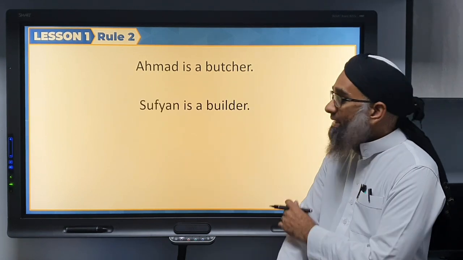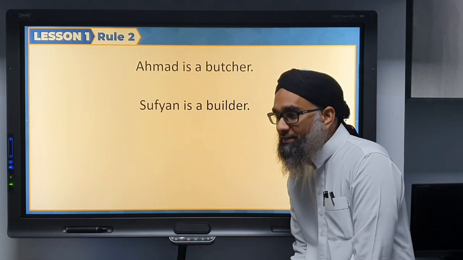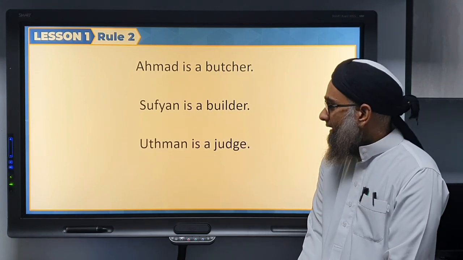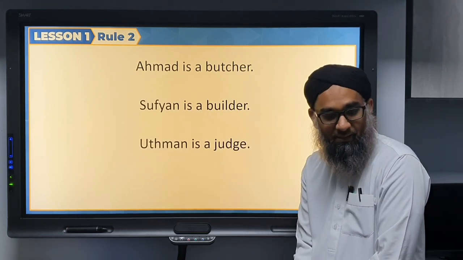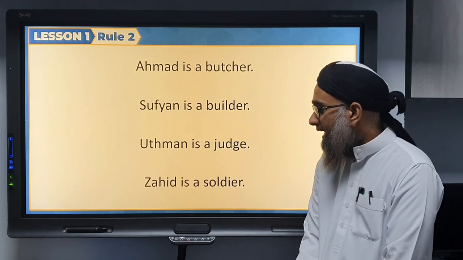Next one is mi'mar. So Sufyan is a builder? Sufyan mi'mar hai. Usman is a judge? Usman qadi hai. Zahir is a soldier?